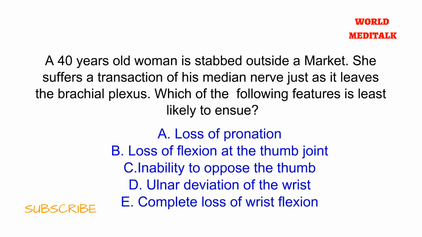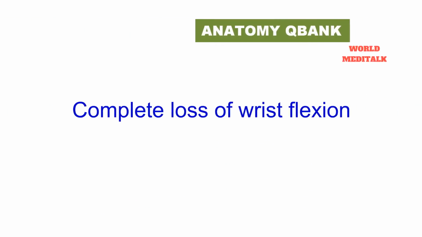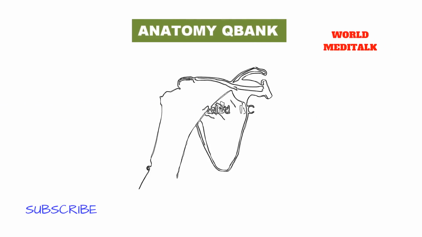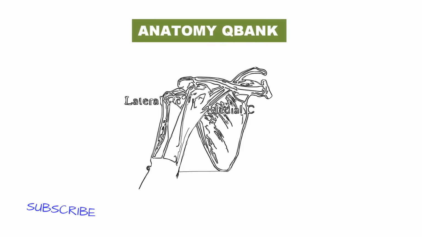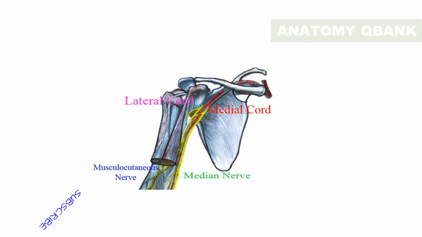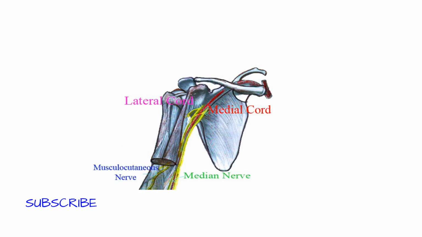Give a pause and try to think about the answer. The answer would be complete loss of wrist flexion. Loss of the median nerve will result in loss of function of the flexor muscles. However, flexor carpi ulnaris will still function and produce ulnar deviation and some residual wrist flexion. High median nerve lesion results in complete loss of flexion at the thumb joint.